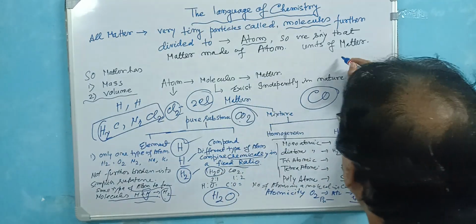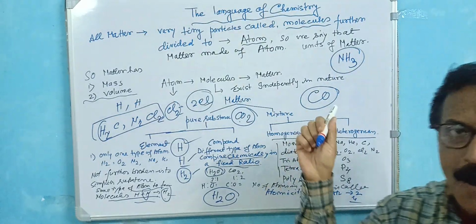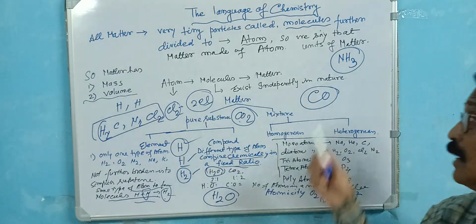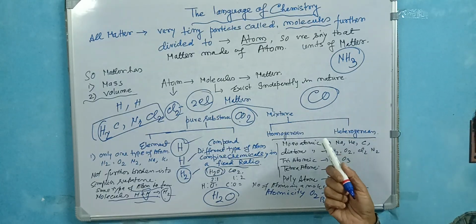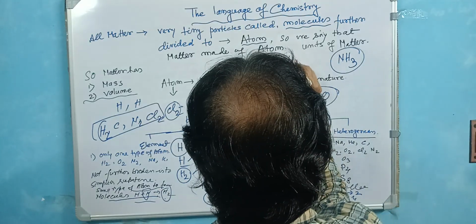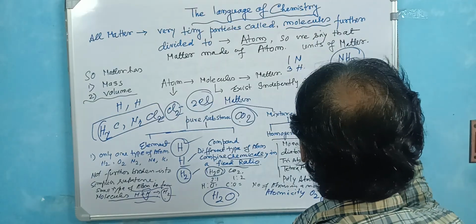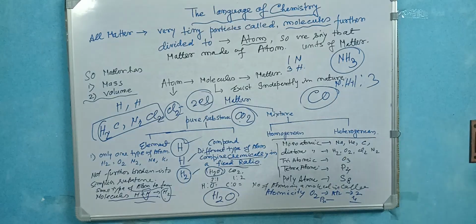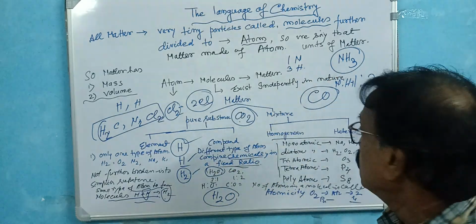So here, if we just write NH3, is it an element or a compound? It's a compound first, because two types of atom are there: one is a nitrogen atom, one is a hydrogen atom. But here they are chemically combined, one nitrogen and 3 hydrogen. The ratio by volume is 1:3, chemically combined to form ammonia. It is a compound.